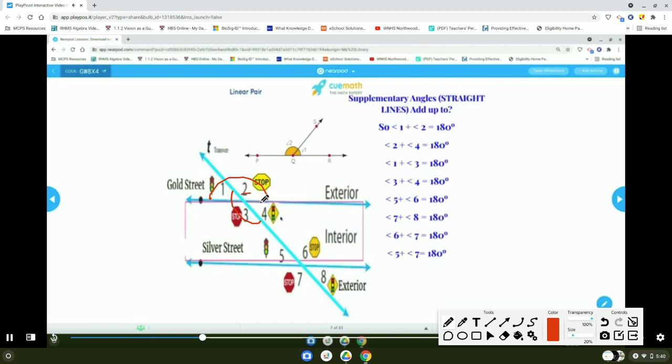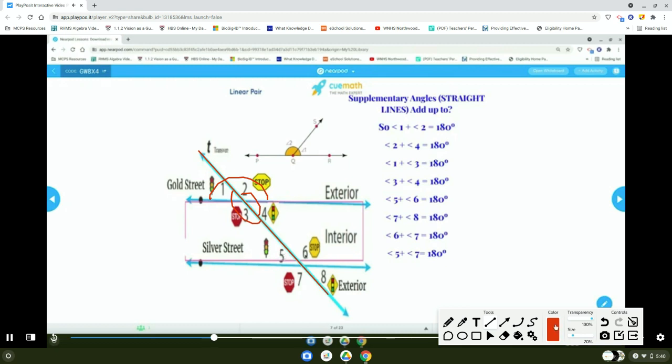A stop sign, a traffic light. They're on a straight line. They're linear pairs. They add up to 180 degrees. So also, angle 3 and 4 will add up to 180 degrees. Let's jump to Silver Street, which is similar to Gold Street. On Silver Street, what do you notice?